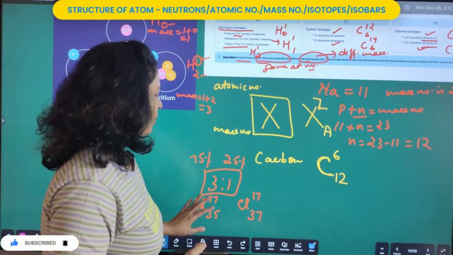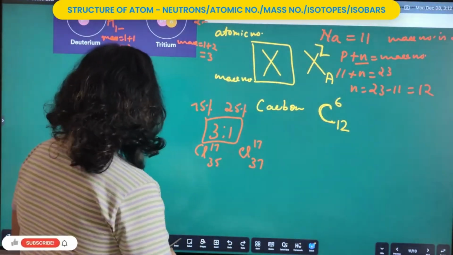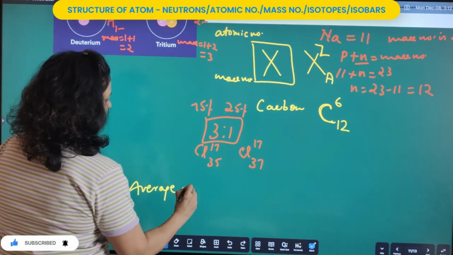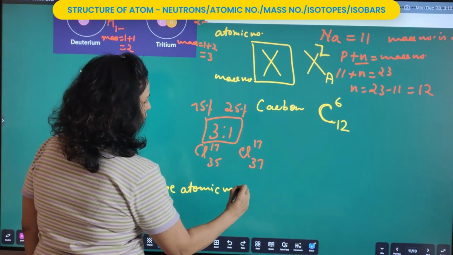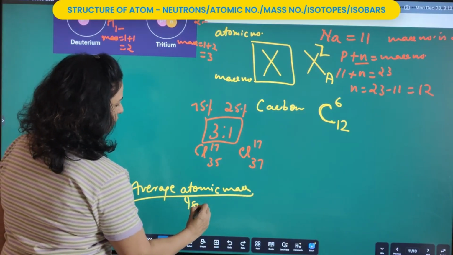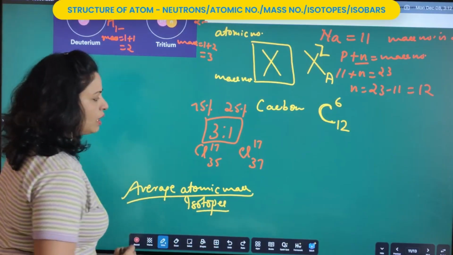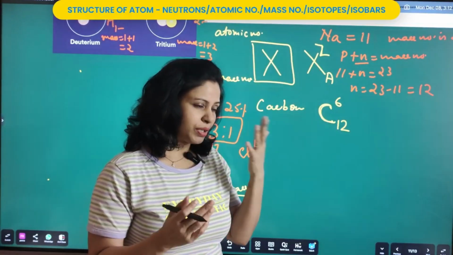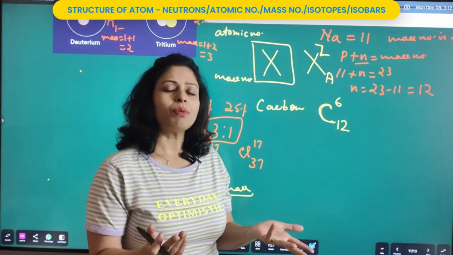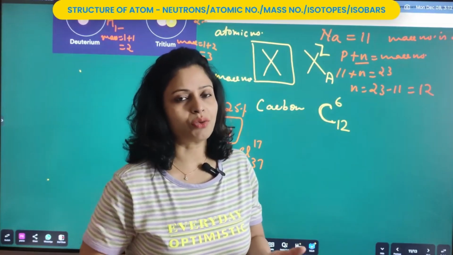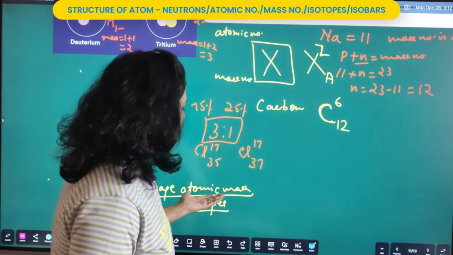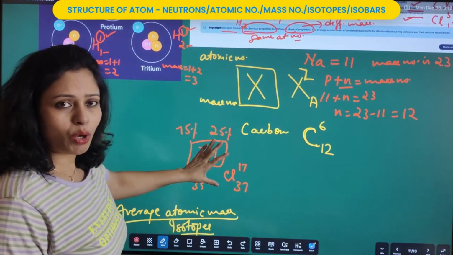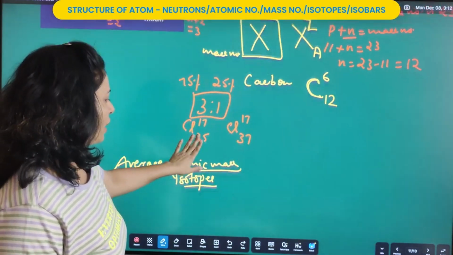Okay, so how do we find the atomic mass? So here what we have to do is find the average atomic mass. Average atomic mass we find in case of isotopes. But if there is a normal element, suppose sodium, its atomic mass will be equal to the number of protons plus neutrons. There is no need to find average atomic mass. But in case of isotopes, since the isotopes are present in different compositions, different percentages, we have to find the average of that.